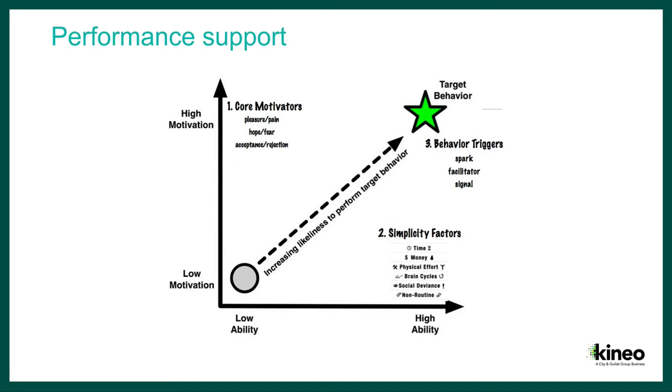This is a chart that helps us examine how we get people to do what we want them to do. First, we define the target behavior. Is it log into the LMS? Is it take the required number of courses? Is it come back here of their own accord without any external motivation? We identify the target behavior that we want the learners to do. We use the 6 factors of simplicity, which you can see in the lower right: time, money, physical effort, brain cycles, social deviance, and non-routine. We identify what's complex and how we can make it simpler.